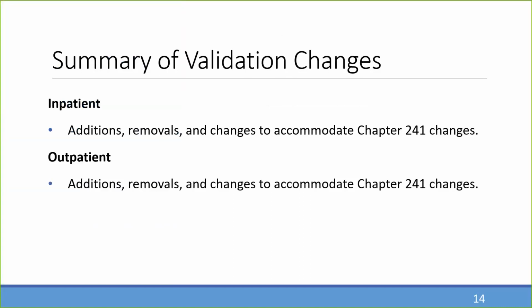So the summary of the validation changes that we're going to be implementing, they very much align with the changes to the rule. So we're making additions, removals, and changes to accommodate those Chapter 241 changes in both file types. And we're just wrapping up the finalization of what those rule changes will look like, and that is something we will be distributing broadly to the group in the coming days or weeks.